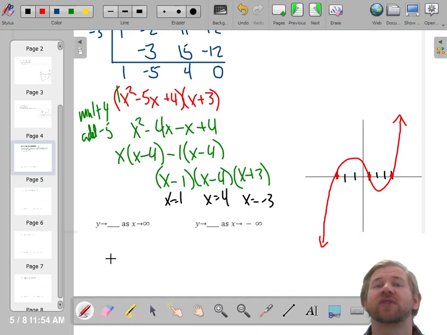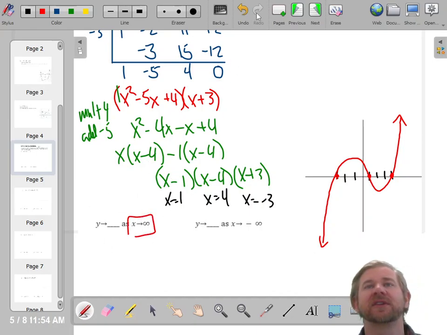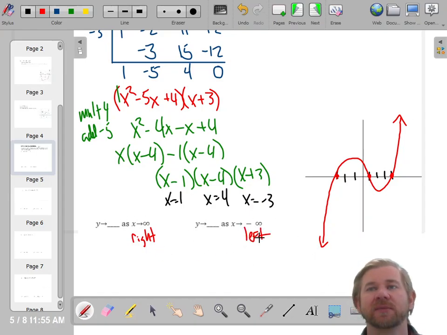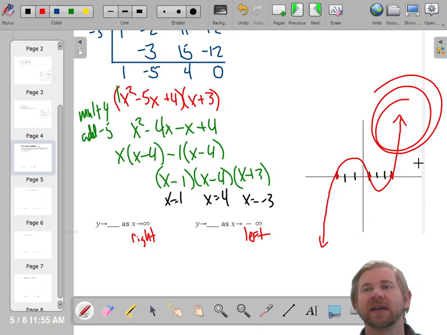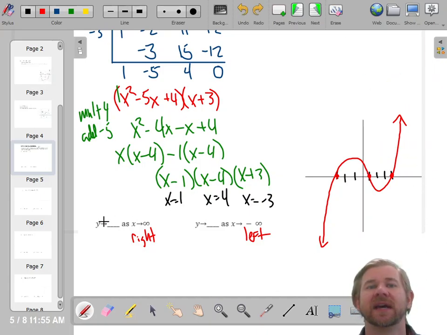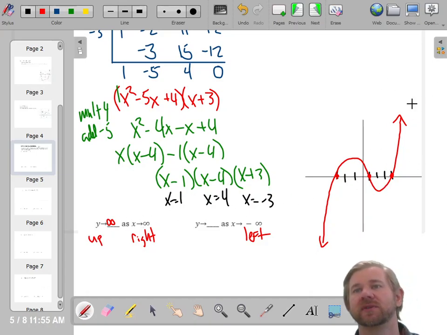The last thing is describe the end behavior. Remember, x goes to infinity means as you go to the right, and x goes to -infinity means as you go to the left. So what I'm talking about is this guy. As I go to the right, what does y do? Y goes up. So we say y goes to +infinity. That's like saying up and right. So it's going up and right.